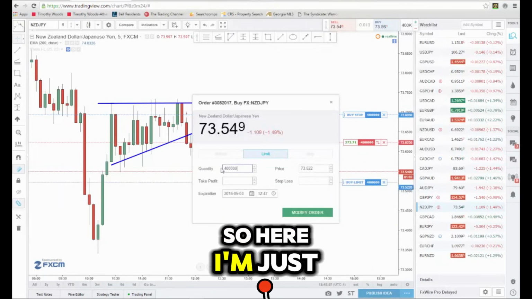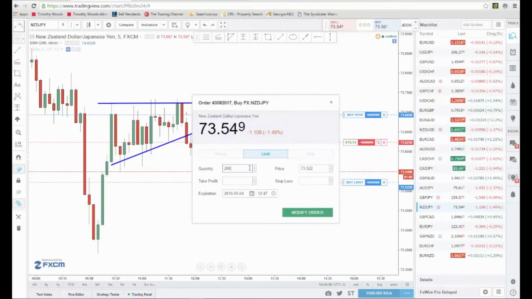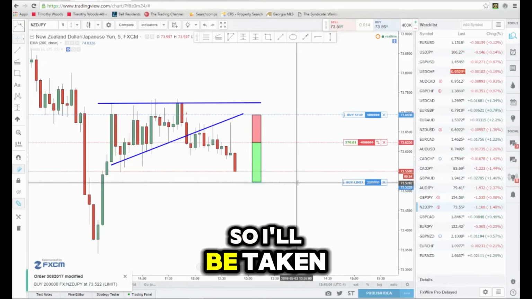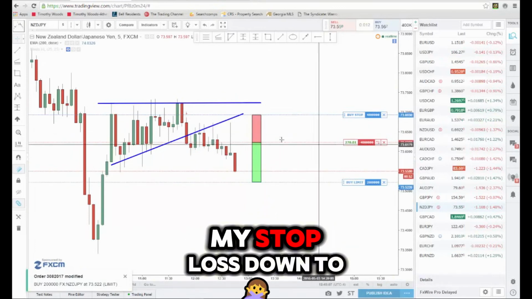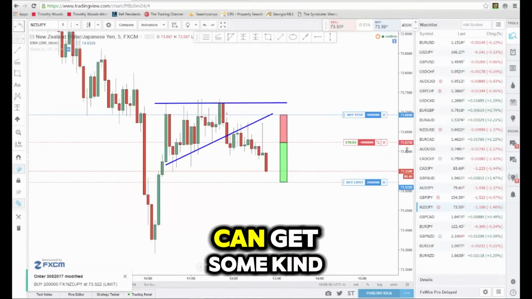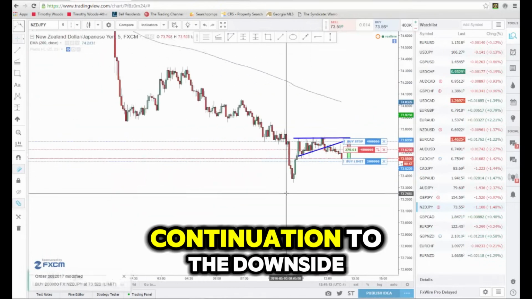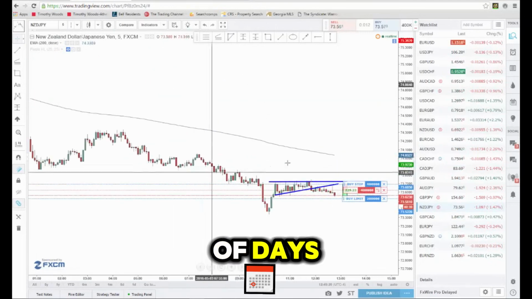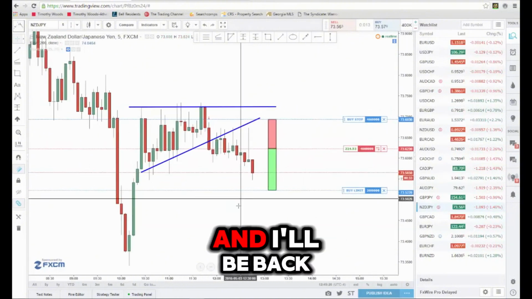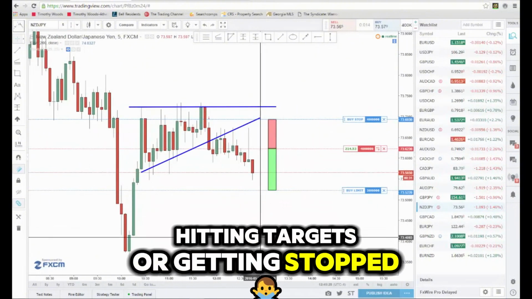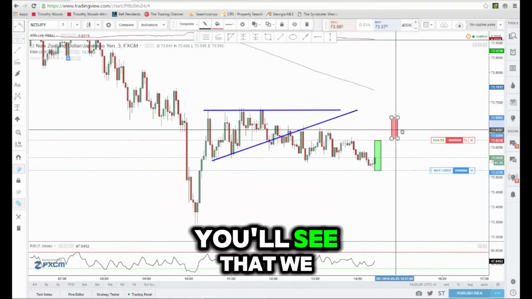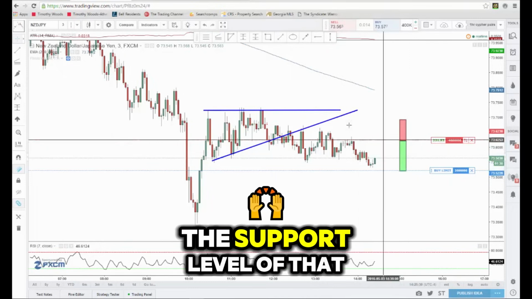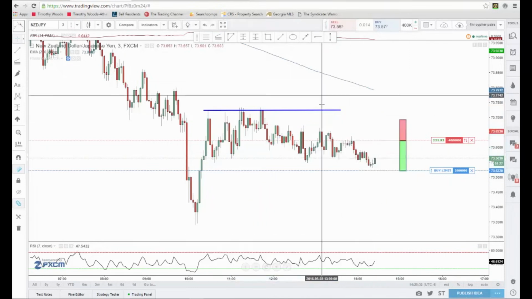So here, I'm just going to go in and replace that with 2 lots instead of 4. So I'll be taken out for first targets here. At that point, I'll move my stop loss down to break even and see if we can get some kind of trend continuation to the downside. As you can see, this market has been bearish for the past couple of days. Alright guys, I'll go ahead and pause the video and I'll be back if we end up hitting targets or getting stopped out. Here on the 3-minute chart, you'll see that we have actually put in a descending triangle as well and broken through the support level of that descending triangle just a few minutes ago.